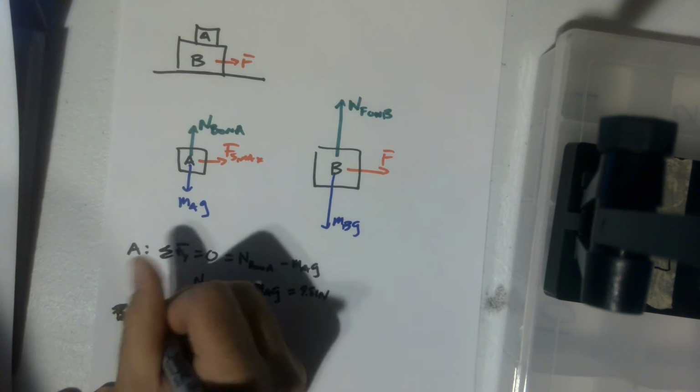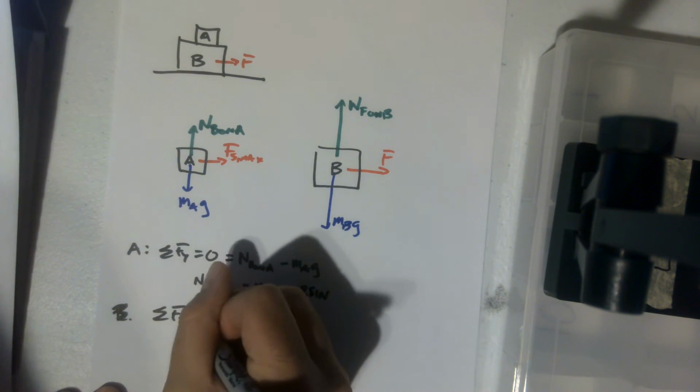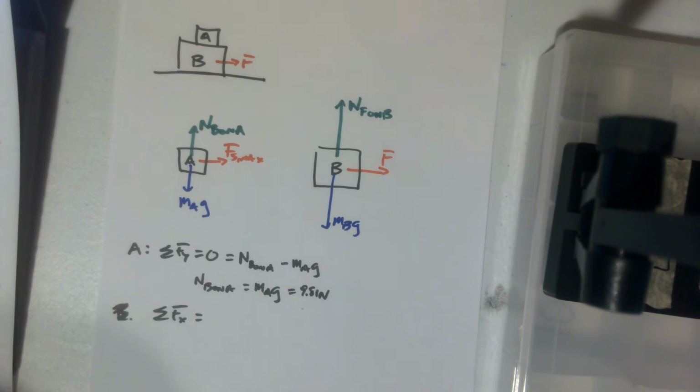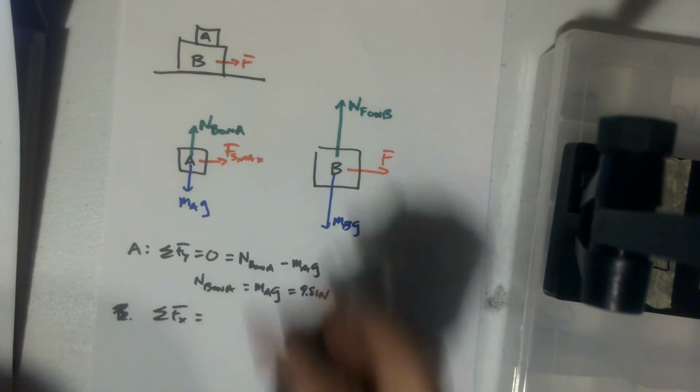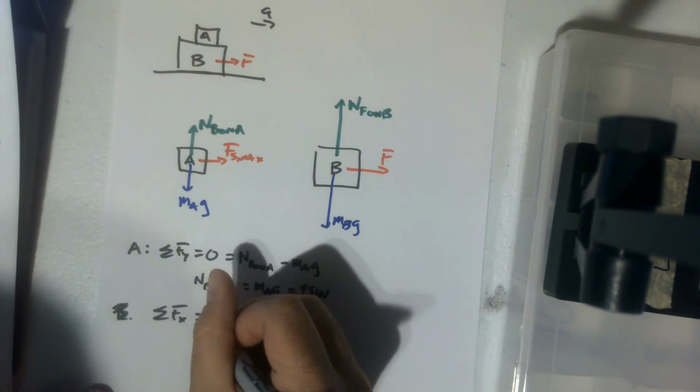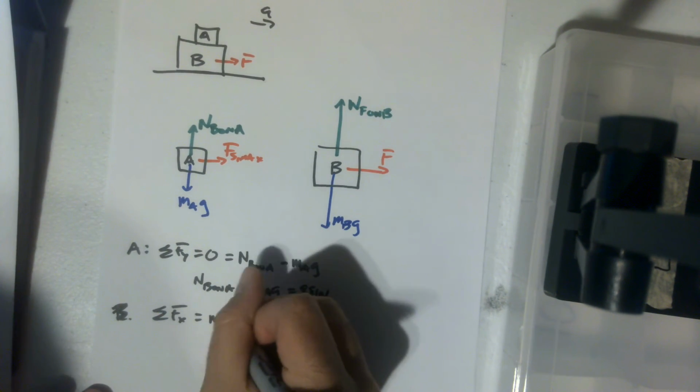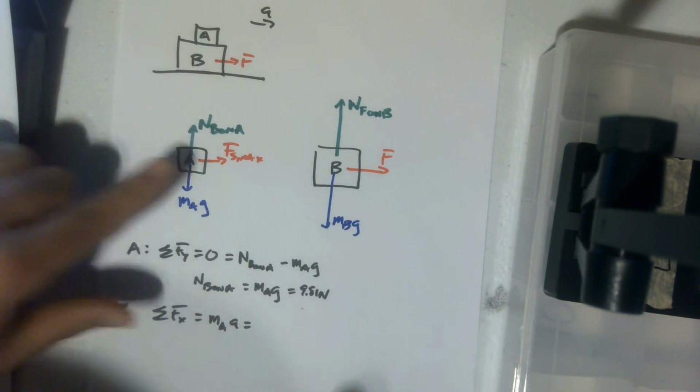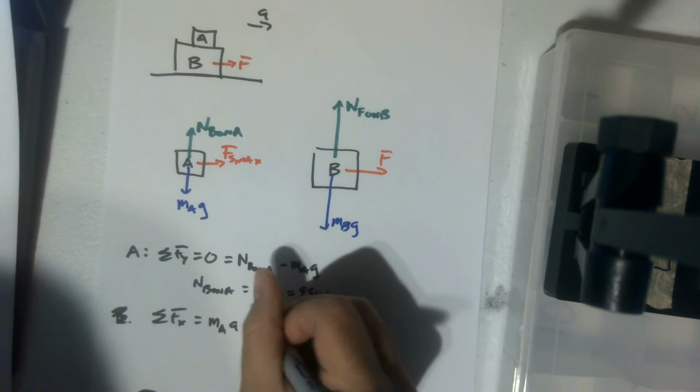No, we're not doing mass B yet. Sigma F in the x direction. I know we're going to get it to move, but essentially we want to calculate a threshold value. What's the maximum acceleration that we can have here? So, we're just going to say this thing accelerates to the right. Let's call this mass of A times acceleration A, and then take a look. Our only horizontal force is this, F of S max.